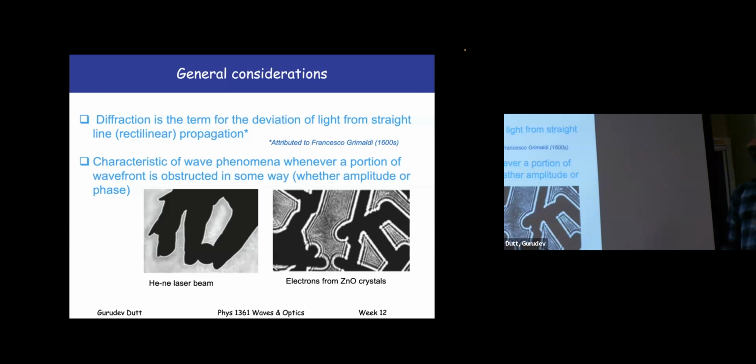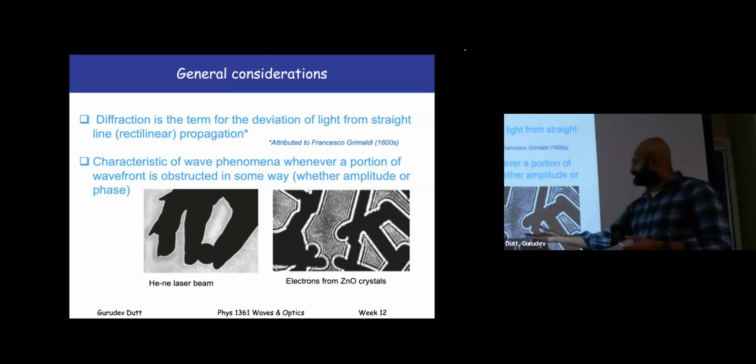Okay, if not, we are moving to a new topic, which is called diffraction. Diffraction is just the term for deviation of light from straight line propagation, coined back in the 1600s by Grimaldi. It's a characteristic of what happens when a wave is partially obstructed or transmitted. It can be transmitted, but then the phase, for example, could be altered of that wave.